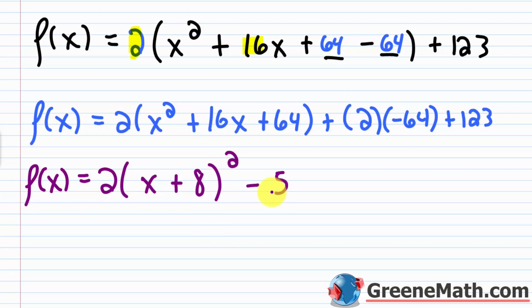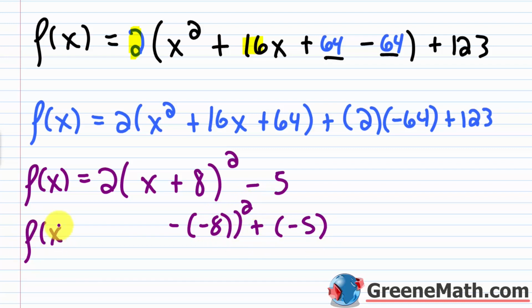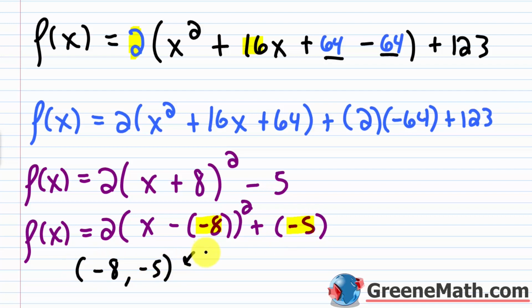Again, if you want to match things up perfectly, you would write this as minus negative 8, okay? And you would write this as plus a negative 5. So I could just write that like that and say f of x is equal to 2 times the quantity x minus a negative 8, again squared, and then plus a negative 5. So the vertex here is going to occur at negative 8, comma, negative 5. So negative 8, comma, negative 5. Again, this is your vertex.